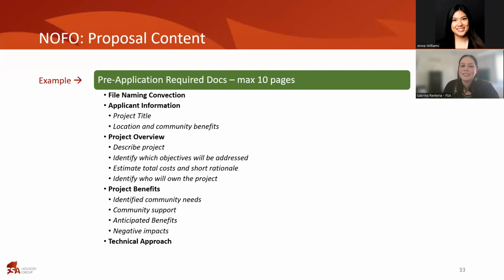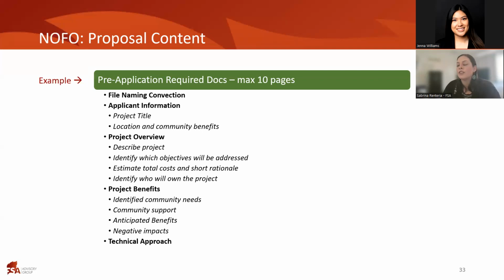Of course, it's going to ask about applicant information. Who are you? What's the title of your project? In this example, again, an energy rural project. Maybe we want to give it a unique title, enhancing so-and-so tribe's energy capabilities. As an example, you'll give your grant its own project title. Also, the location and community benefits.